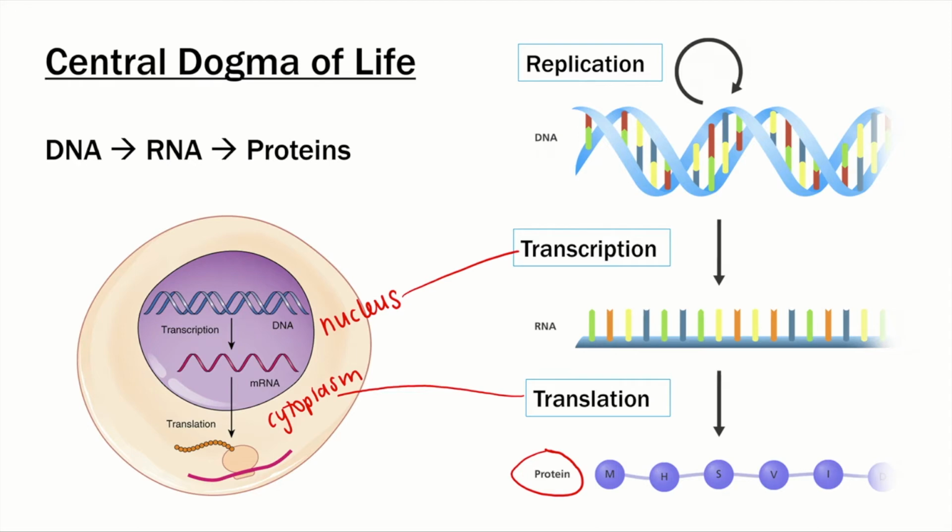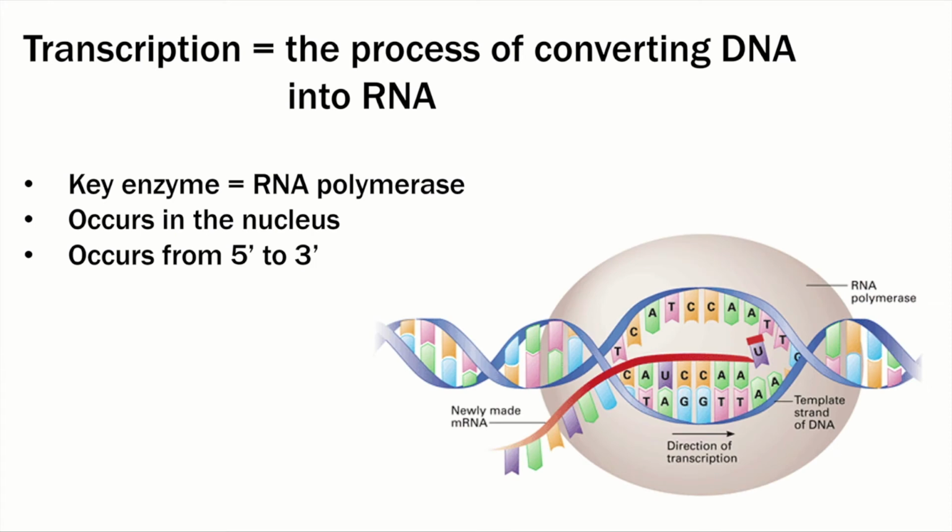So we can still think of RNA like a blueprint because it's carrying a sequence of bases which will have instructions needed to make a specific protein, which is our ultimate goal, is making those proteins. And we're going to focus on transcription first in this lesson. Transcription is the process of converting DNA into RNA. Our key enzyme here is going to be RNA polymerase.